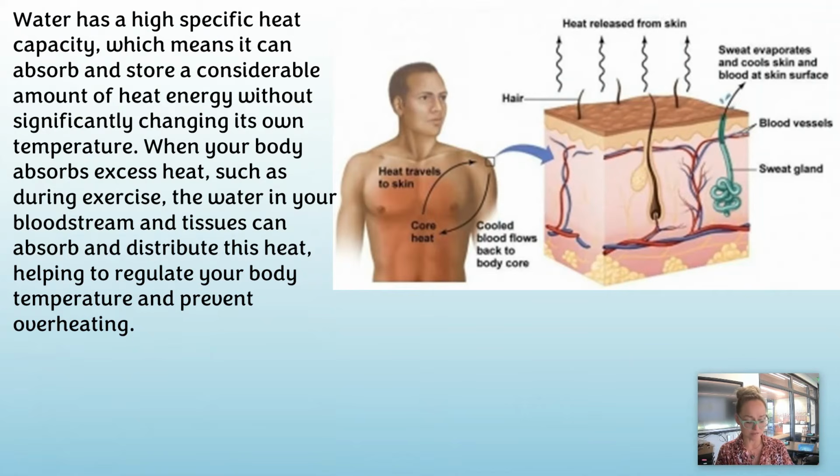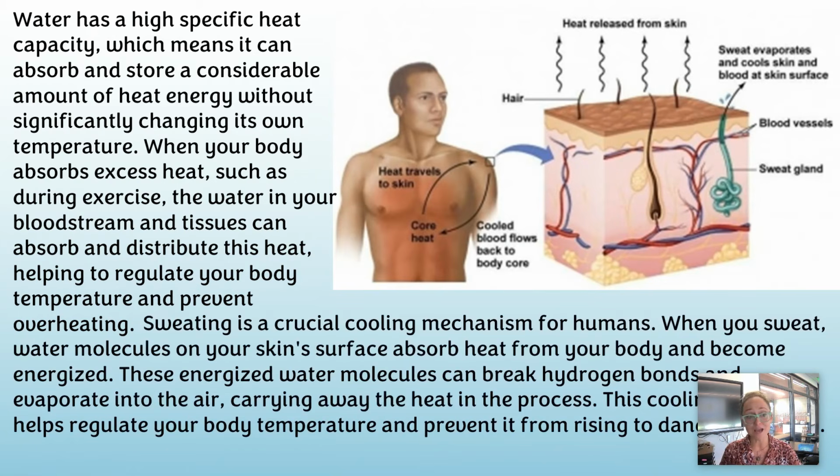And so when we think about this, like if I were to exercise, I'm going to generate a lot of heat within my body. So the water in my bloodstream can try and help me regulate that by absorbing some of that heat. But at the same time, I'm going to sweat. And so sweat is crucial for cooling down our body temperatures. And so when we sweat, the water molecules on the surface of our skin are going to absorb the heat from our body and become energized.